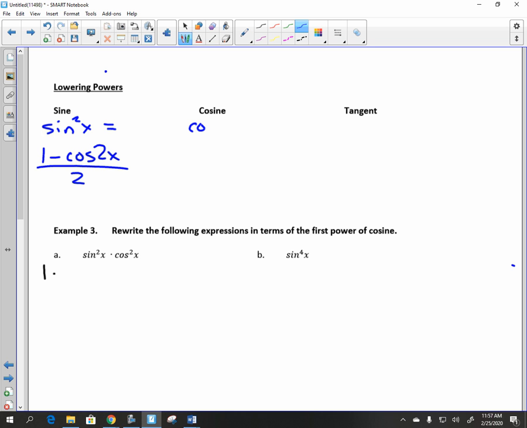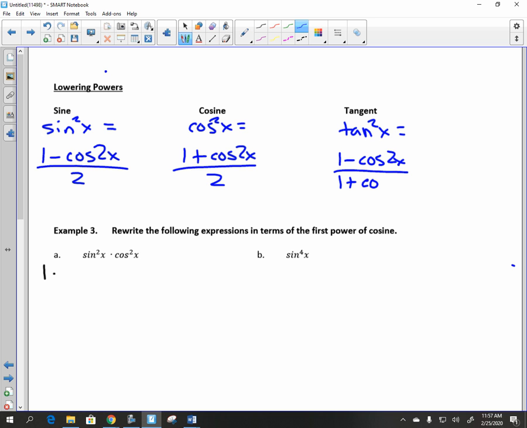Cosine squared of x actually reduces to 1 plus cosine of 2x over 2. Pretty similar, isn't it? Yeah. And then finally, tangent squared of x happens to be 1 divided by the other, which is 1 minus cosine of 2x over 1 plus cosine of 2x. So there we have those three.